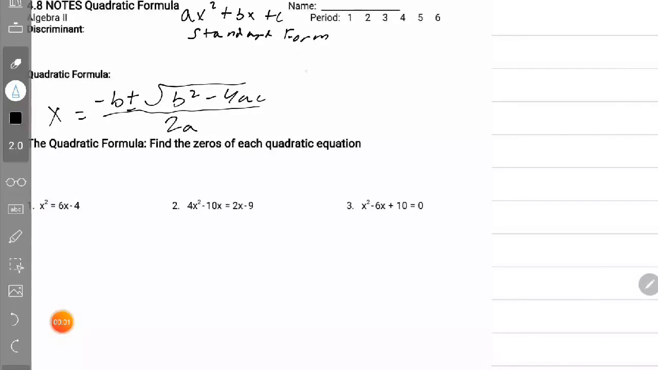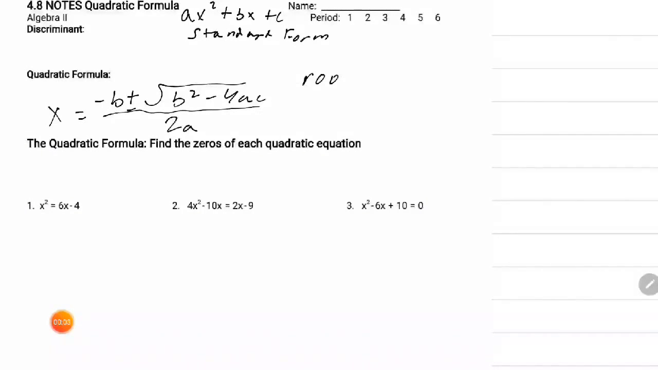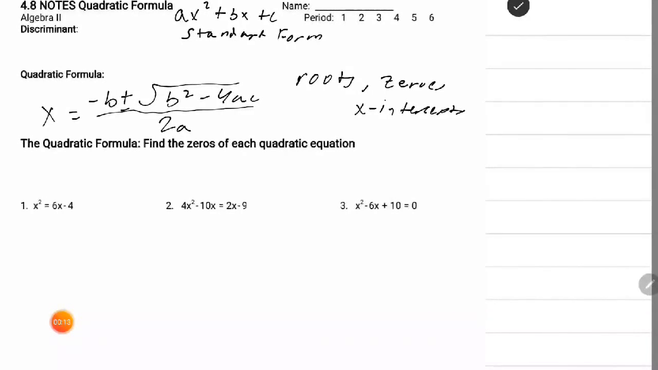The quadratic formula is used to find the roots, or the zeros, also known as the x-intercepts. The discriminant is the stuff under the square root, b squared minus 4ac, and what that tells us is the number of solutions and what type of solutions.